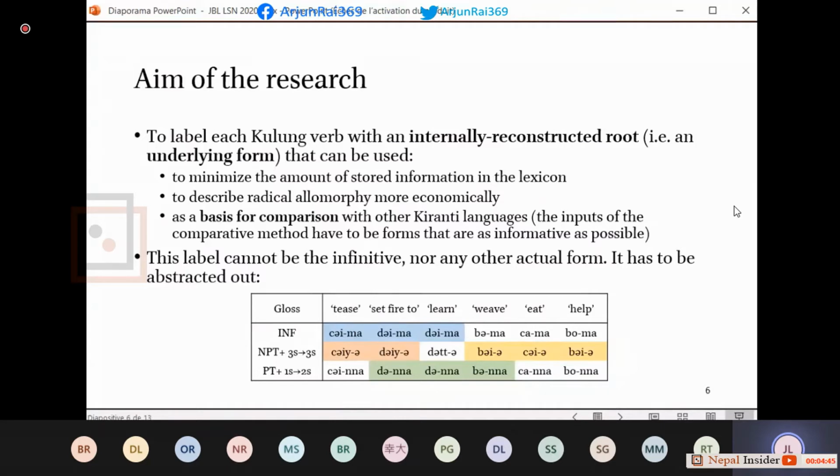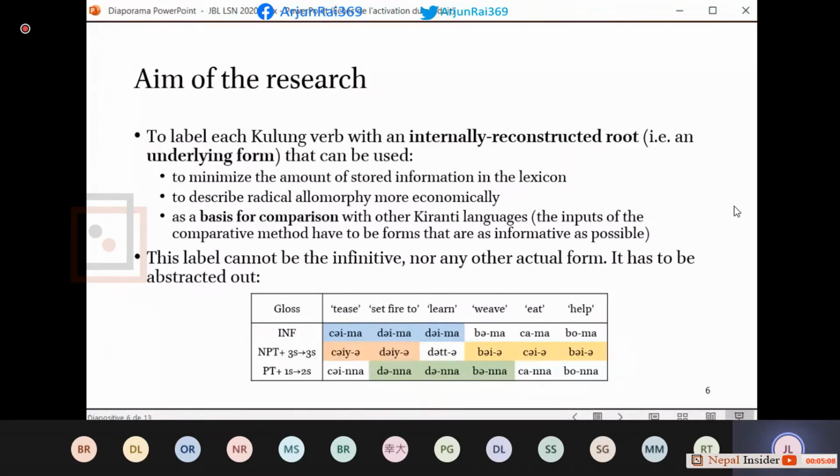The color fields here are nothing to do with the colors I used in the former slide. I only wanted to show which cells were identical. So Tolstoy uses the infinitive as a quotation form, but this choice is rather unfelicitous, so to speak, since the infinitive is one of the least informative forms in Kulung.